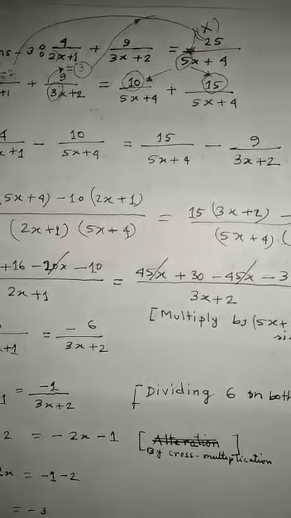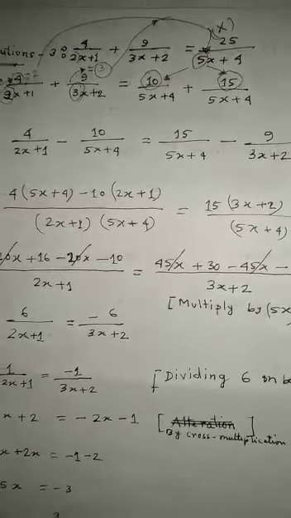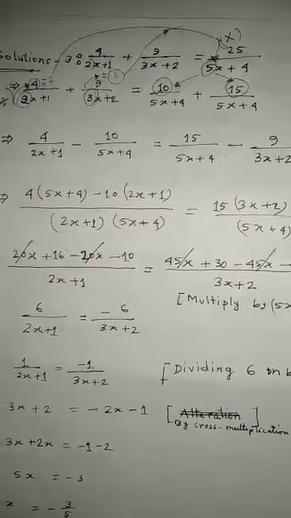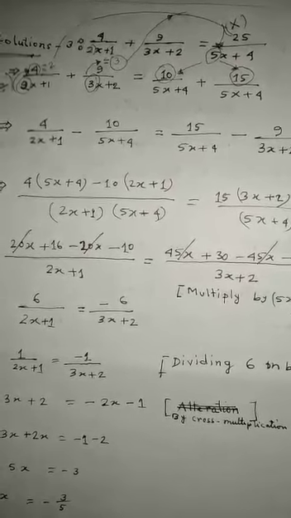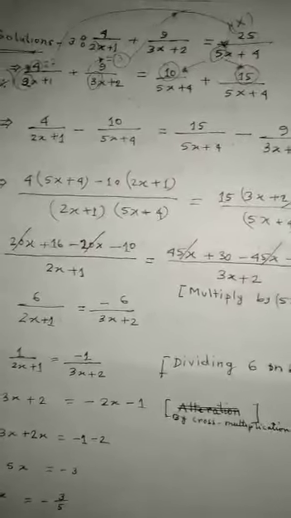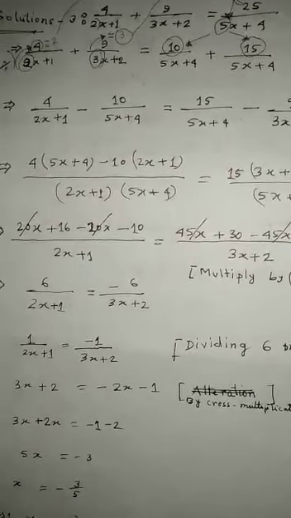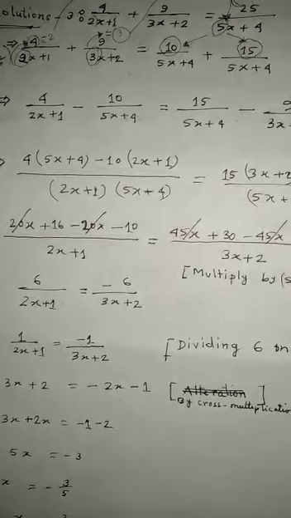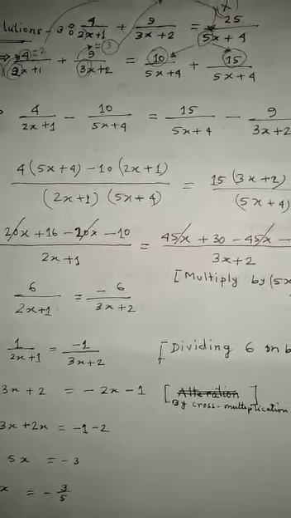5 by thrice x plus 2 is equal to 25 by 5x plus 4. The technique that I have already marked with the green ink, but for the students' understanding, I explained the total problem.